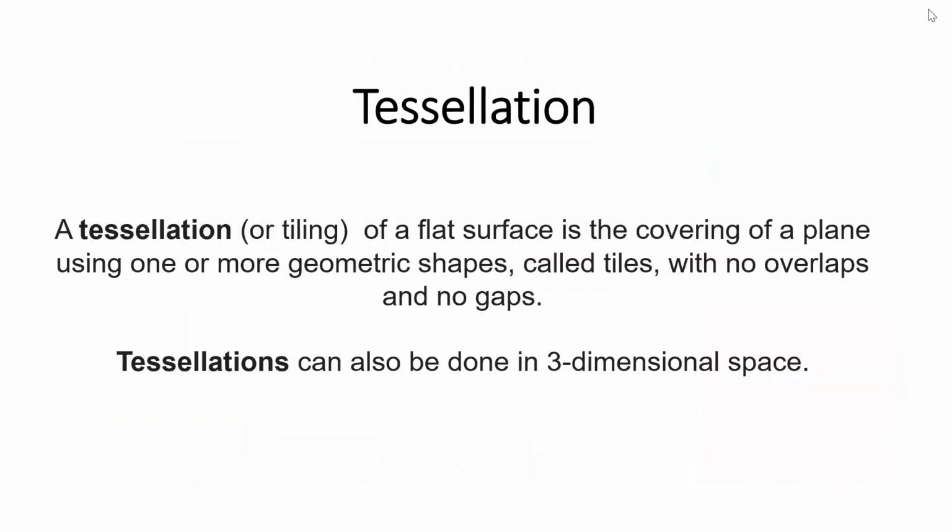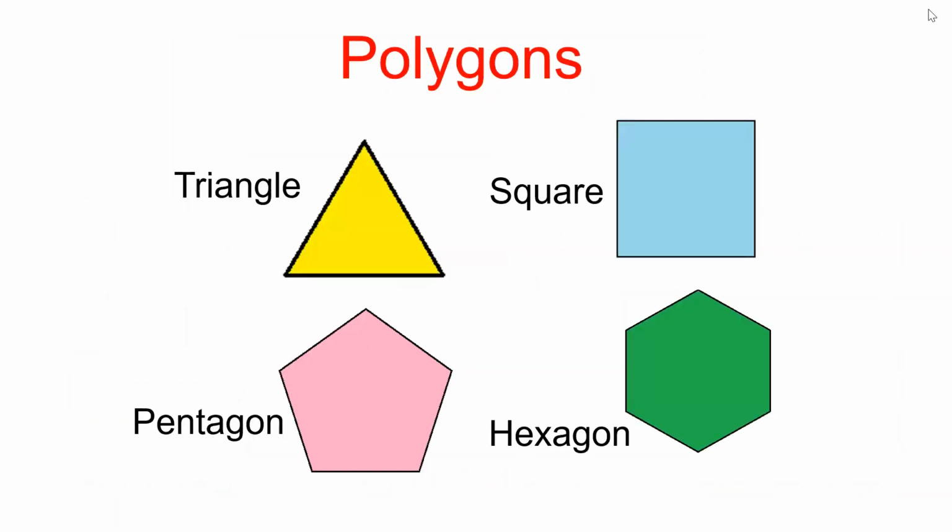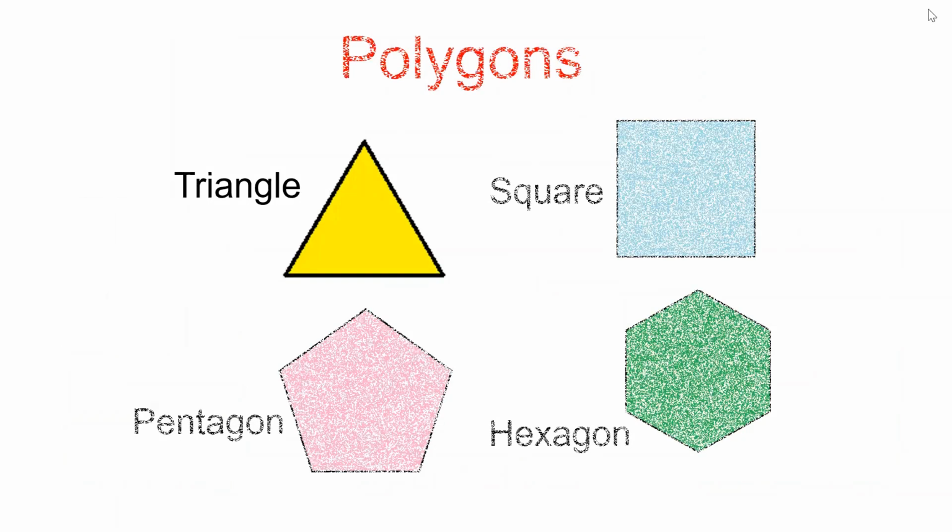The other concept I just want to introduce is the concept of tessellation. A tessellation, or a tiling of a flat surface, is the covering of a plane using one or more geometric shapes called tiles, and there's not supposed to be any overlaps or gaps. Tessellations can also be done in 3-dimensional space or volume. We'll end the talk with looking at some such tessellations as well. So we're starting off very simply, and we're looking first of all at a triangle.